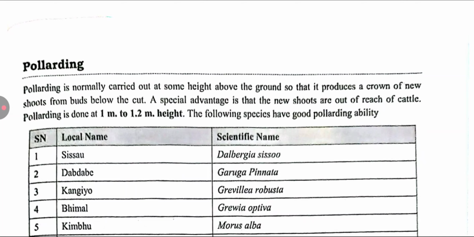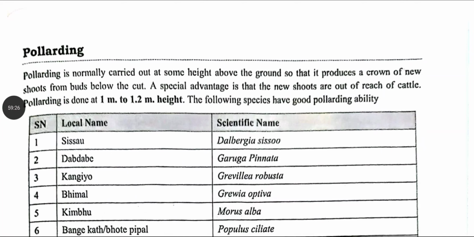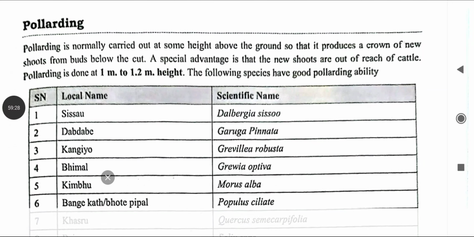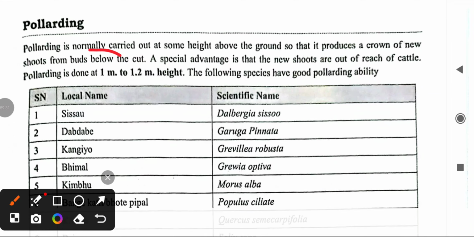Pollarding is normally carried out at some height above the ground so that it produces a crown of new shoots just below the cut. The special advantage is that the new shoots are out of reach of cattle.